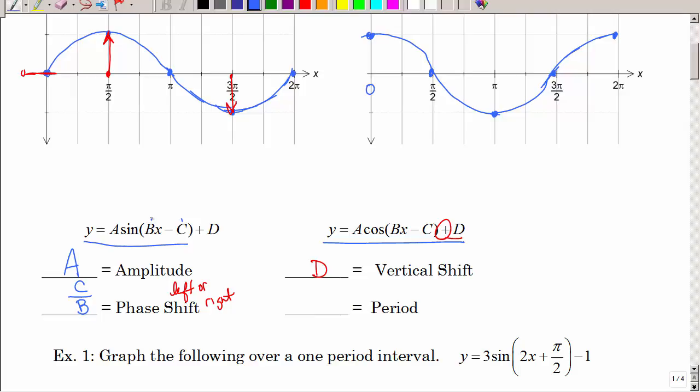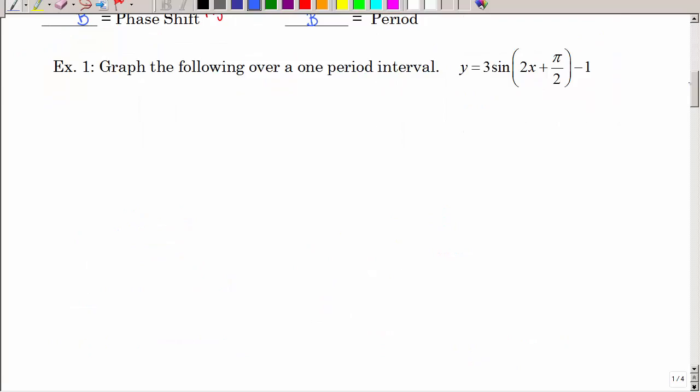And the period can also change. It starts out at 2 pi, but if B is something other than 1, it changes that period. Again, this is being taught as a review from a previous trigonometry class. So let's see, if we're going to be asked to graph the following over a 1 period interval, what I'm going to ask you to do on the test and the classwork is again to stay to 1 period, work in radians, and as we go through these exercises I'm going to show you what I want labeled.